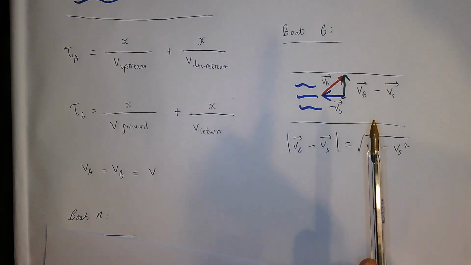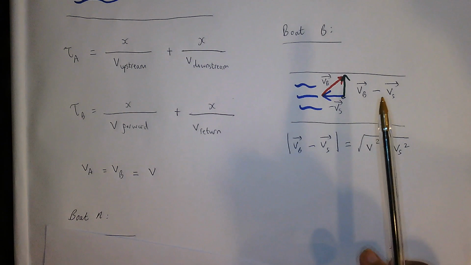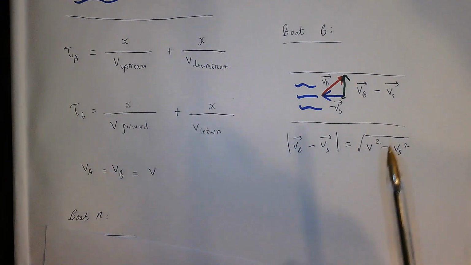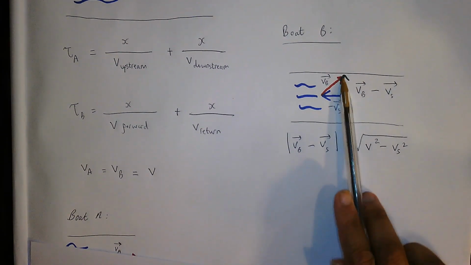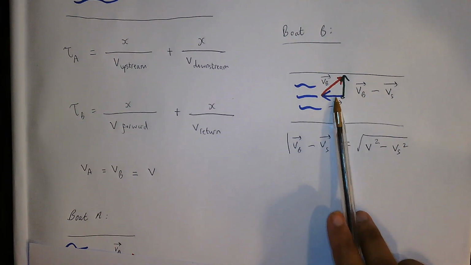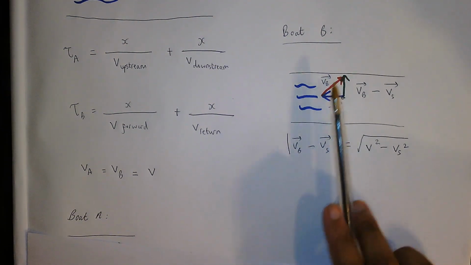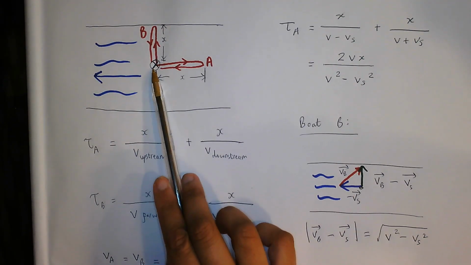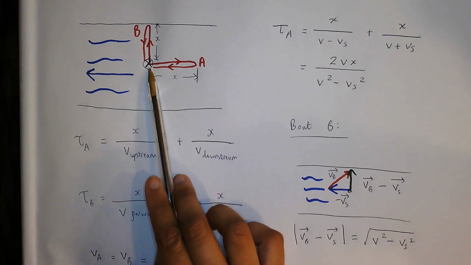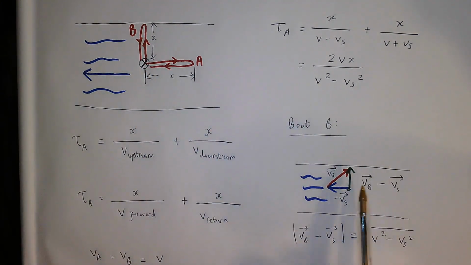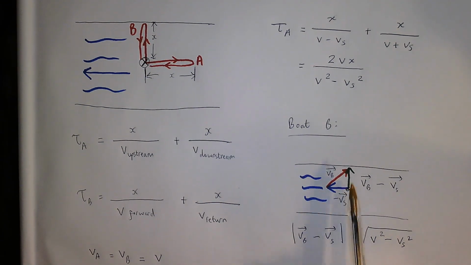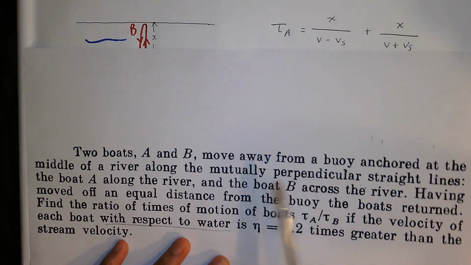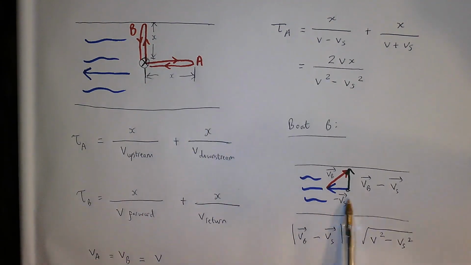So a common mistake when doing this would be to assume that boat B's velocity, so vb, is this perpendicular velocity here, but that's not right because this perpendicular velocity is what our stationary observer sees. That's the resultant, so you can't assume that vb is this. So this is what actually happens. Boat B goes at an angle in order for it to travel along the mutually perpendicular straight line going across the river.